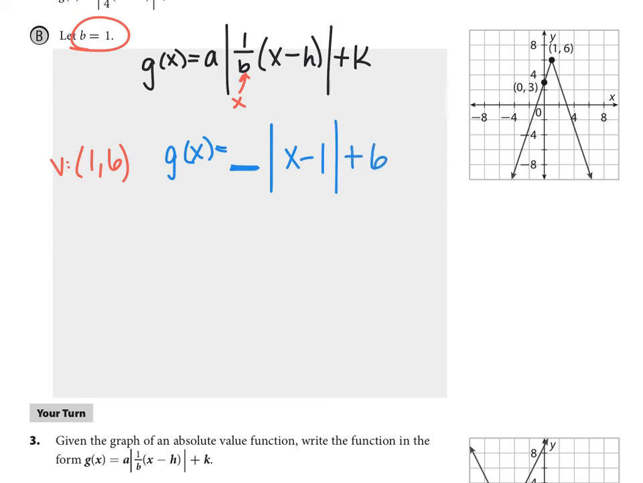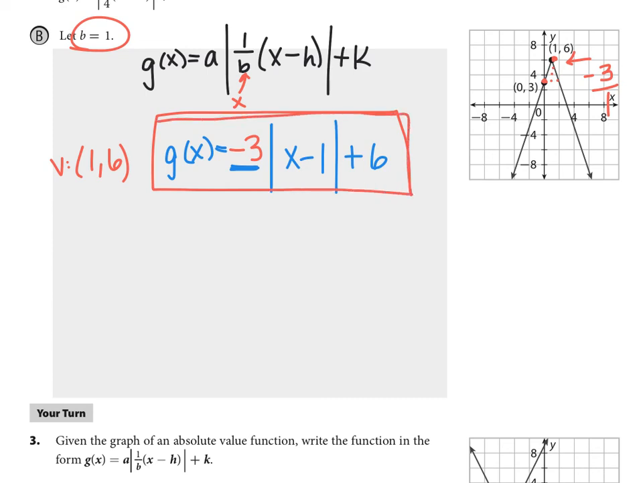So now the only part I have left to fill in is that slope in the beginning. So now I'm just going to go and count what this slope is. And from this first point, let's see, between those 2 points, now you do want to start at the vertex. I'm going to go down 3, and to the left 1, and to the right 1. So that's -3/1, which is the same as just -3. So my slope here is going to be -3, and there is my function. g of x equals -3 absolute value of x minus 1, plus 6.